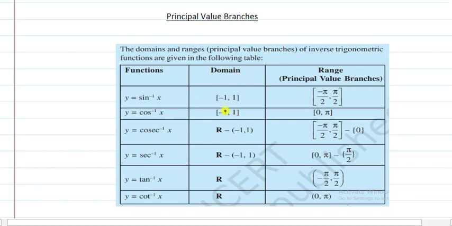Already I have explained these to you with the help of graphs and by taking revision of trigonometric functions in my first video. The link is provided in the description box of this video. You can watch the video from there only. So let me have a quick revision for all these domains and ranges of principal value branches for all these inverse trigonometric functions.